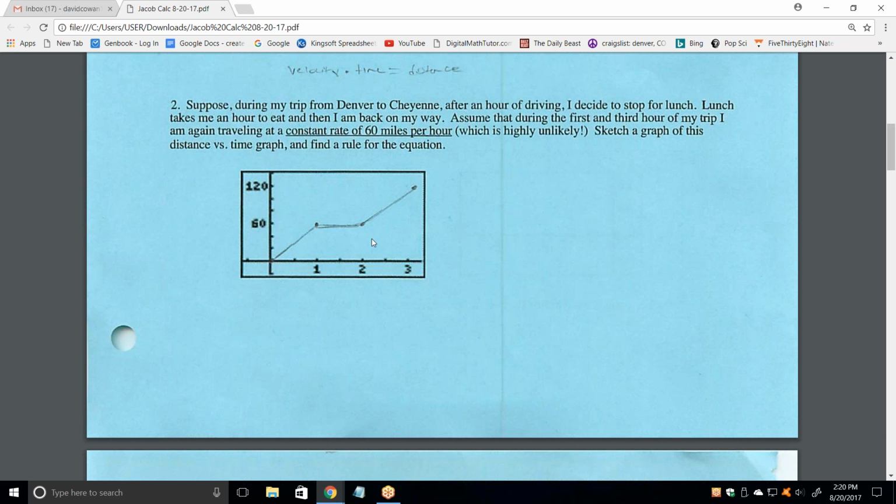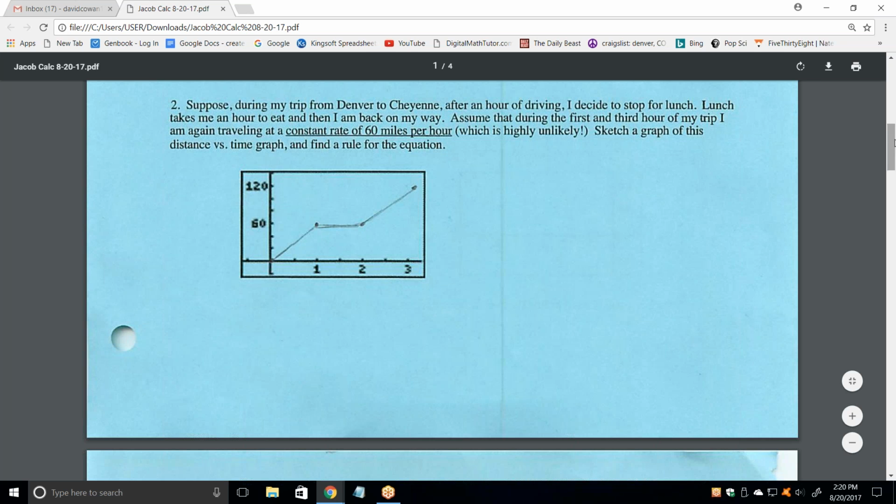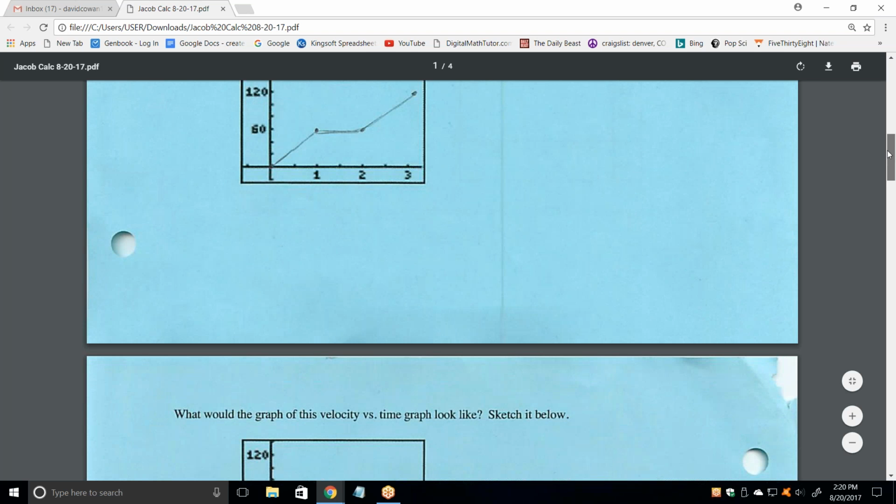Find a rule for the equation. You'd have to present it as a piecewise function. In other words, it's y equals 60h from here to there, and then it's y equals 60 from there to there, and then it's again y equals 60h from there to there. So the equation at this point really isn't that important.